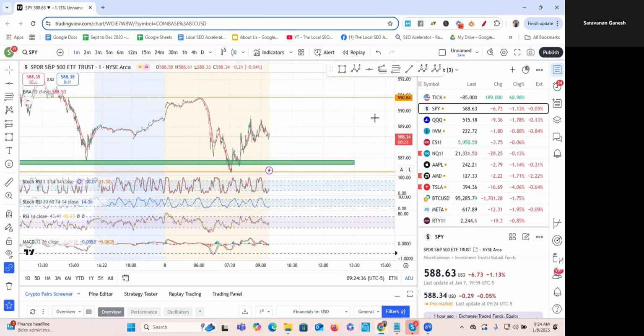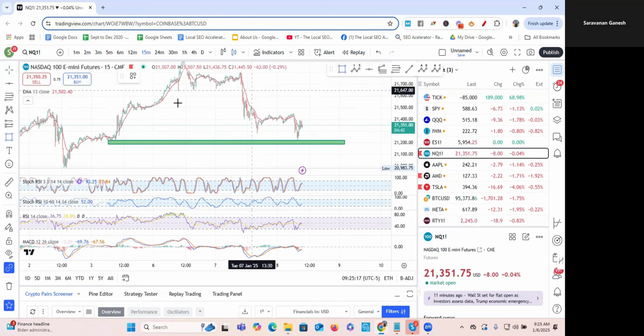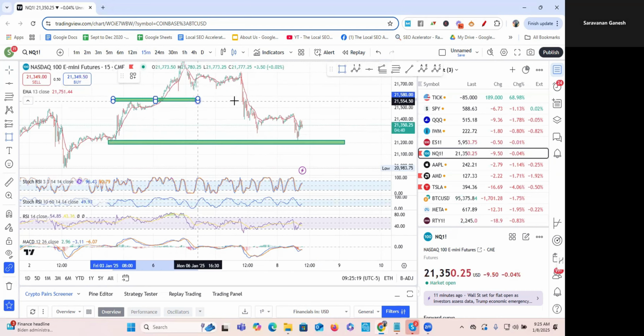And so on a 15-minute chart, again, this is the NQ you see here. This was a support, like this line here, okay? So this could literally be a support, okay? And then where we had, this could be a resistance. You see that?